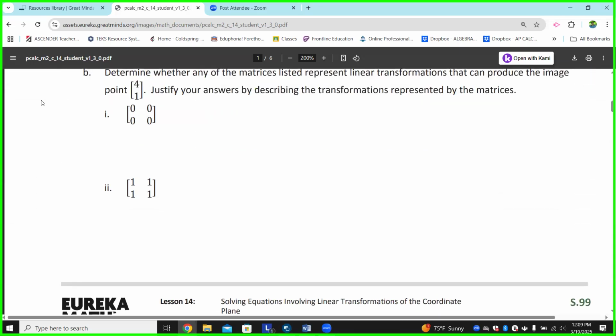Can someone tell me what the area is of this matrix? Or let me rephrase this. What is the determinant of the 0 matrix? 0. How do you produce the determinant one more time?